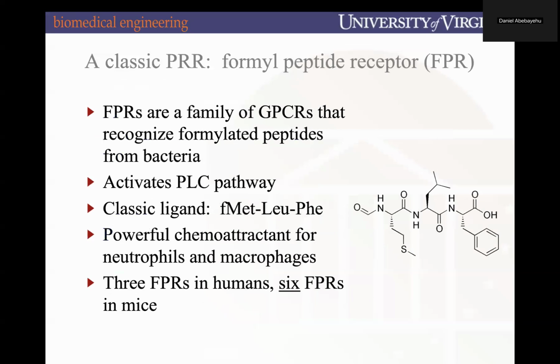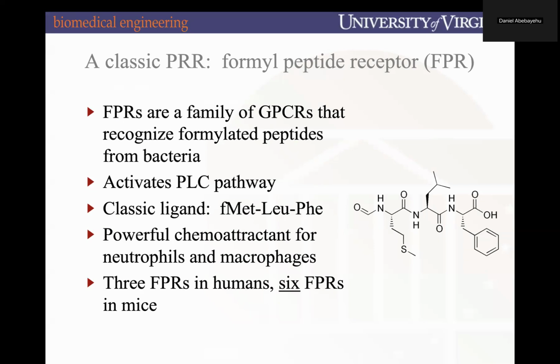We're going to talk about a few different kinds of pattern recognition receptors. Again, we're going to focus on the big picture of what these pattern recognition receptors bind to, and how that distinguishes our own biology from the pathogen. So one is called formyl peptide receptor, or FPR. It's a class of G protein coupled receptors that recognize formylated peptides that are uniquely on bacteria.